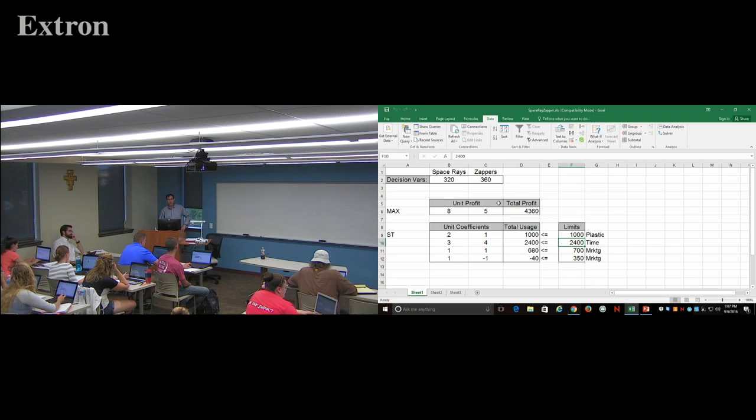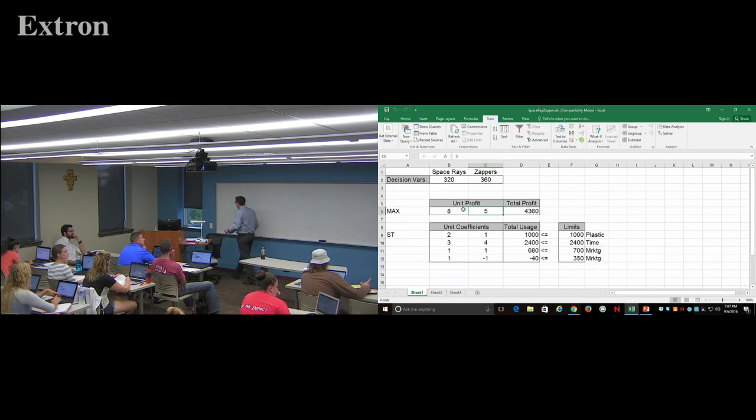All right, so the first thing we're going to look at is these coefficients. We currently make $8 per dozen for space rays, $5 per dozen for zappers. But what if we're wrong? What if we end up making $7 per dozen? What if we end up making $9 per dozen? We're asking the question: is this solution sensitive to changes in those coefficients? How we look at that is by something called the range of optimality.